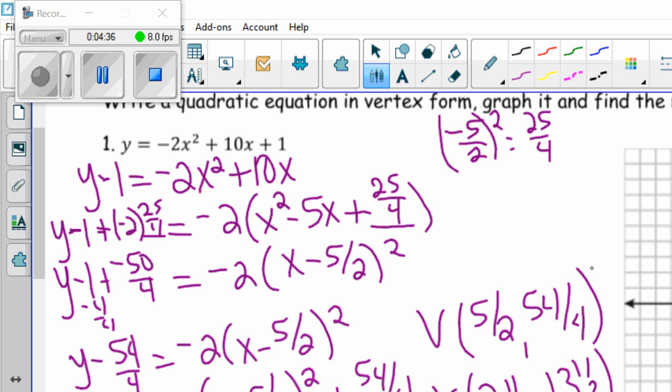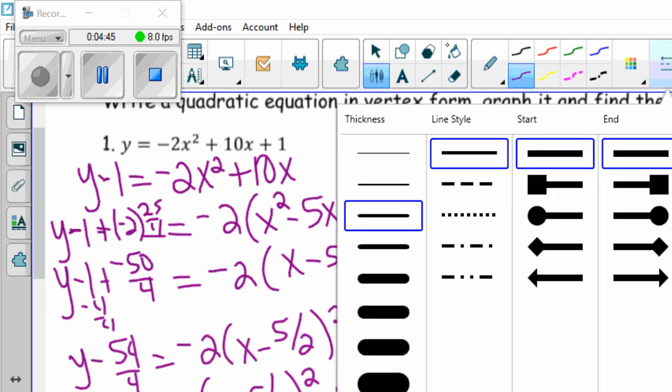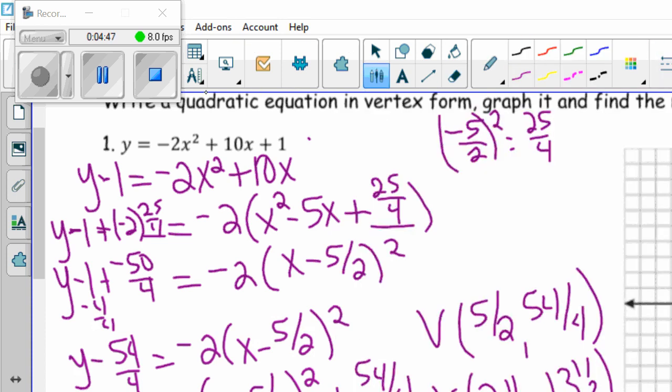It is very hard to make my line exactly where I want it to be on these graphs. I apologize for that. So we're going to try that again.